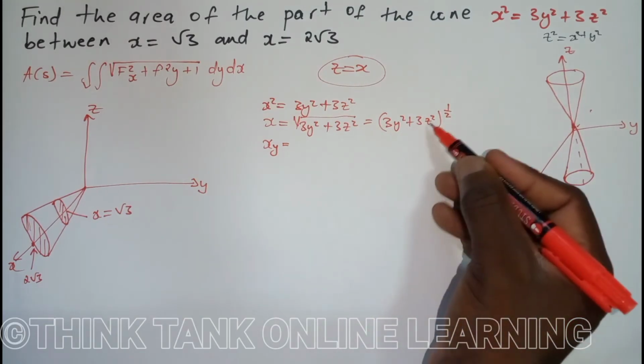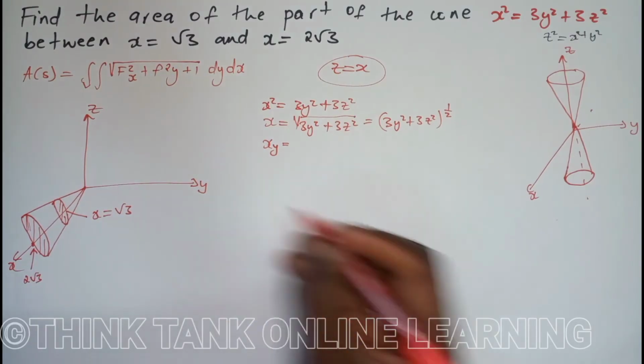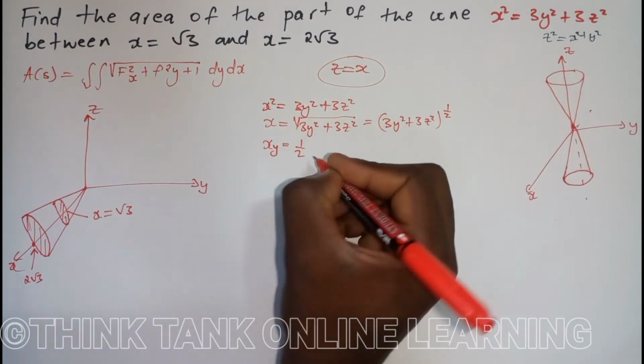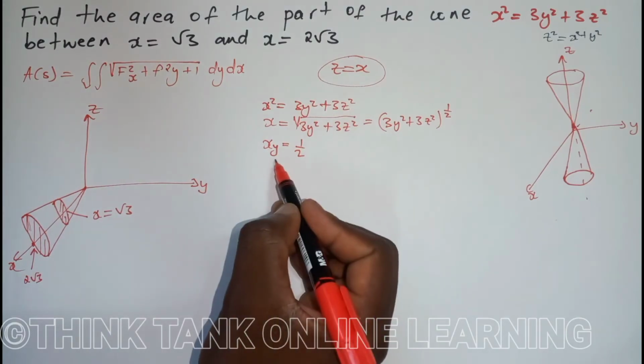I would like to use this form since I'm differentiating. So first, let's find the derivative with respect to y. Like we've said, let's drop our power 1/2. The other thing is, we're not concerned about z. z is just a constant since we're differentiating with respect to y.